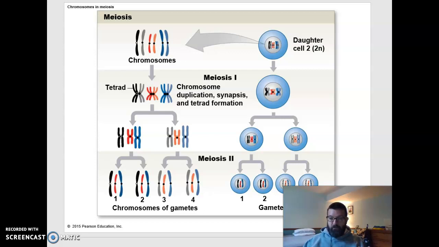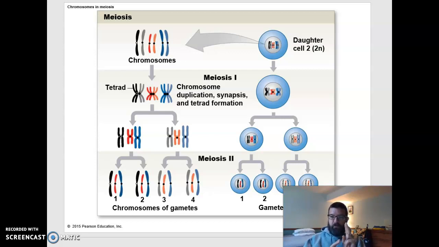Could be your dad's chromosome 4. And so you end up with some mix of your mom's and your dad's chromosomes in the gametes that you make, and all of your gametes are different. And that's why siblings have different DNA, right? So that's independent assortment of these chromosomes.